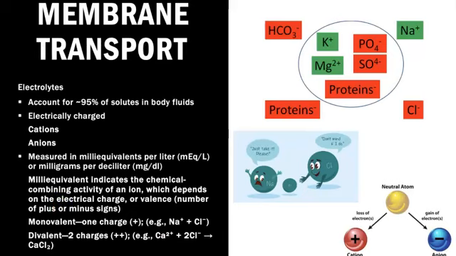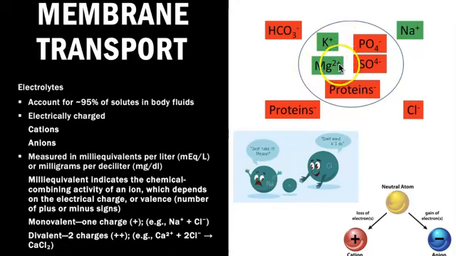We also have our electrolytes, which make up about 95% of the solutes within our body. An electrolyte means that it is electrically charged, so it's going to dissociate into ions in a solution, and they exhibit polarity, which is what we see over here.